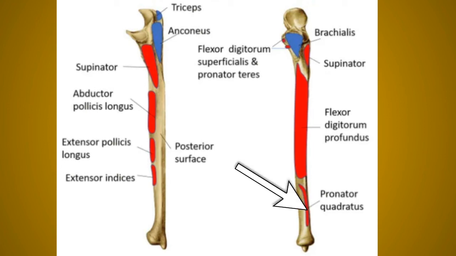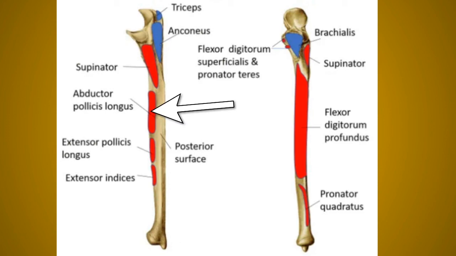Okay, next is the pronator quadratus muscle. This muscle takes origin from the oblique ridge on the lower part of the anterior surface of the shaft of the ulna. Next is the anconeus muscle, which is inserted into the lateral aspect of the olecranon process and the upper one-fourth of the posterior surface of the shaft.